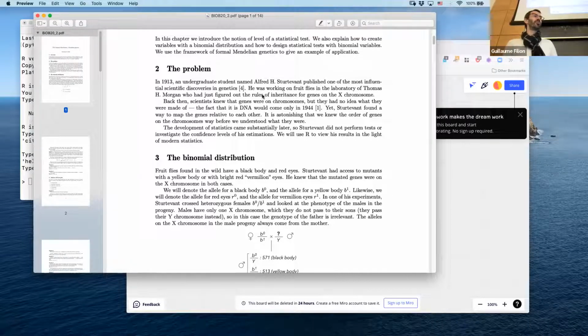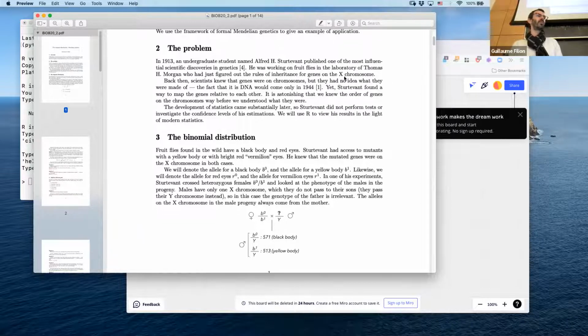He was working on fruit flies in the laboratory of Thomas Hunt Morgan, who had just figured out the rules of inheritance for genes on the X chromosome. People had understood that genes were on the X chromosome at that point, more or less, but the X chromosome was a little bit particular, and the credit goes to Thomas Morgan for figuring out the laws of inheritance with the X, the sex, and the genes that are on the X chromosome.